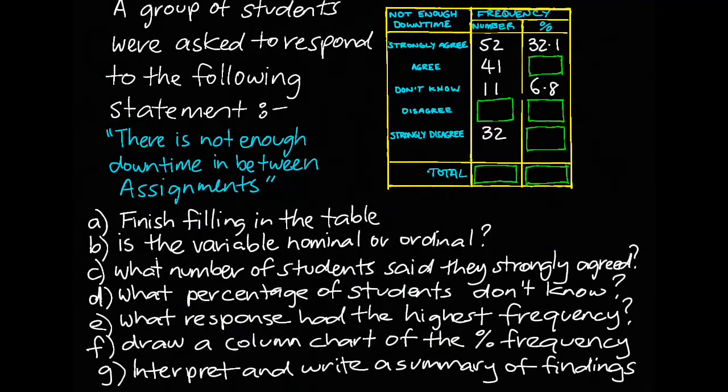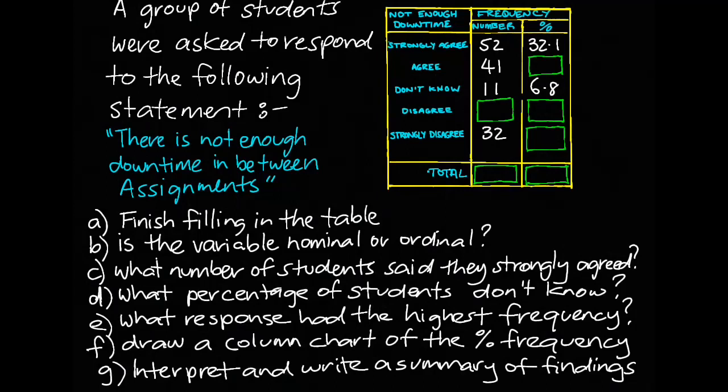A group of students were asked to respond to the following statement. There is not enough downtime in between assignments. A. Finish filling in the table. B. Is the variable nominal or ordinal? C. What number of students said they strongly agreed? D. What percentage of students don't know?